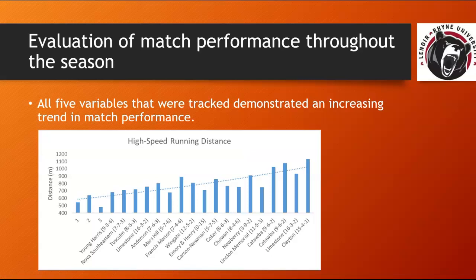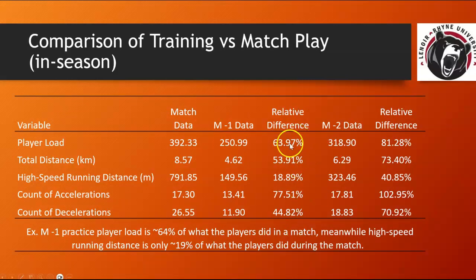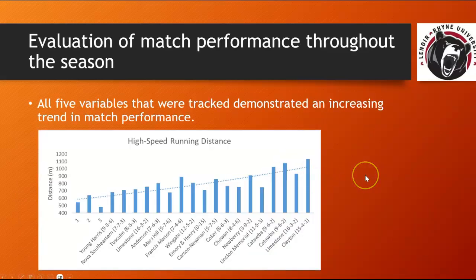Now, when we evaluated all 5 of these variables, they showed a very similar pattern of increasing GPS metrics as we progress throughout the season, demonstrating that our players were increasing their fitness levels as we progress throughout the season. So this provides support for the idea that this difference between match performance and training was effective at developing the physical characteristics to increase performance throughout the season.